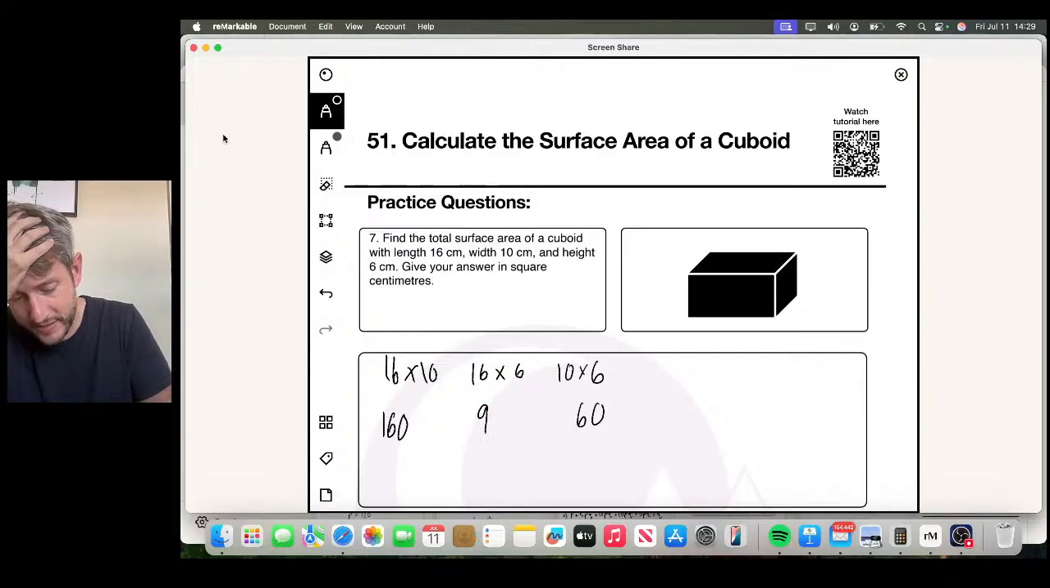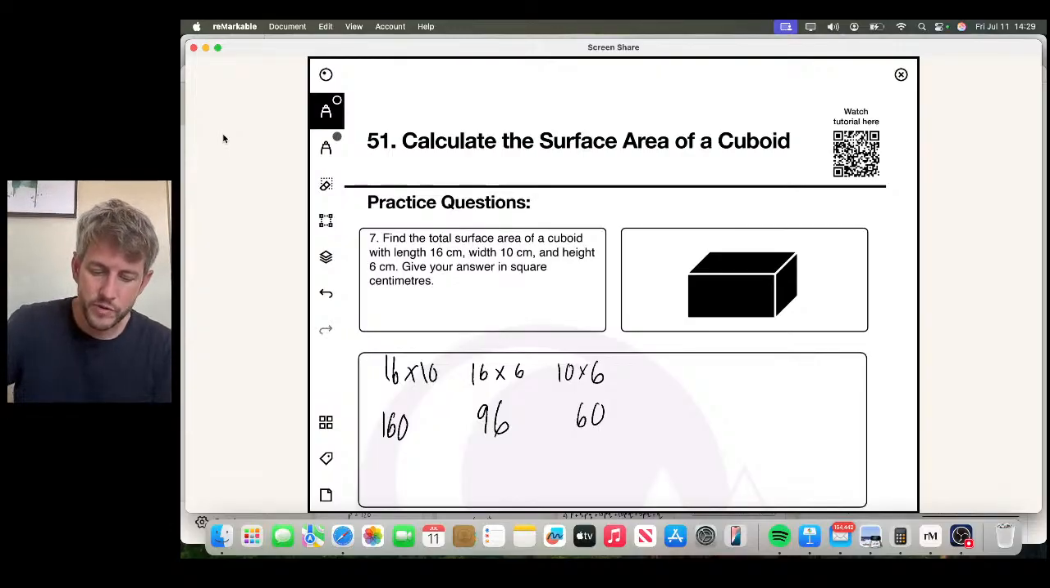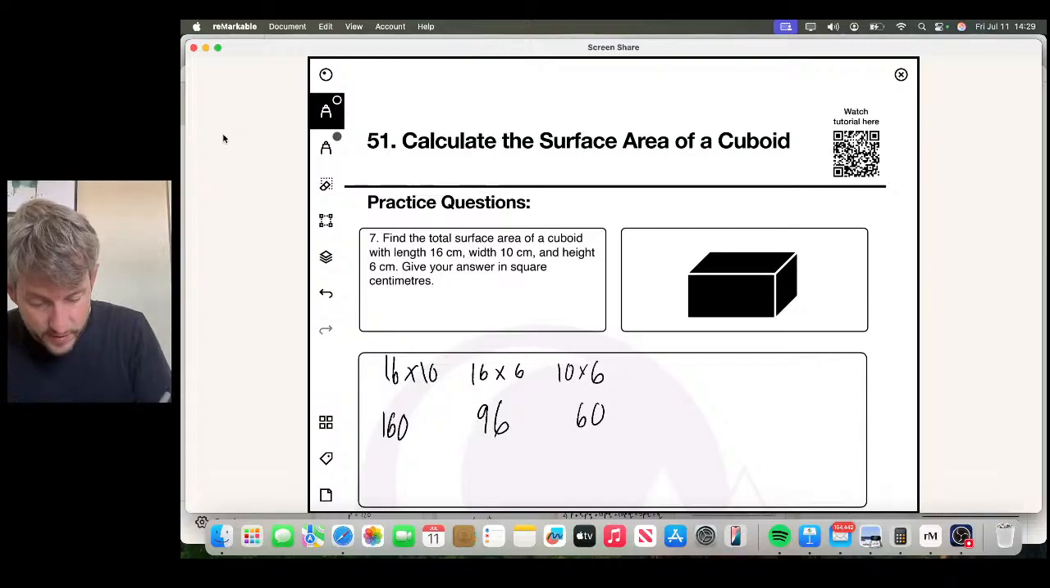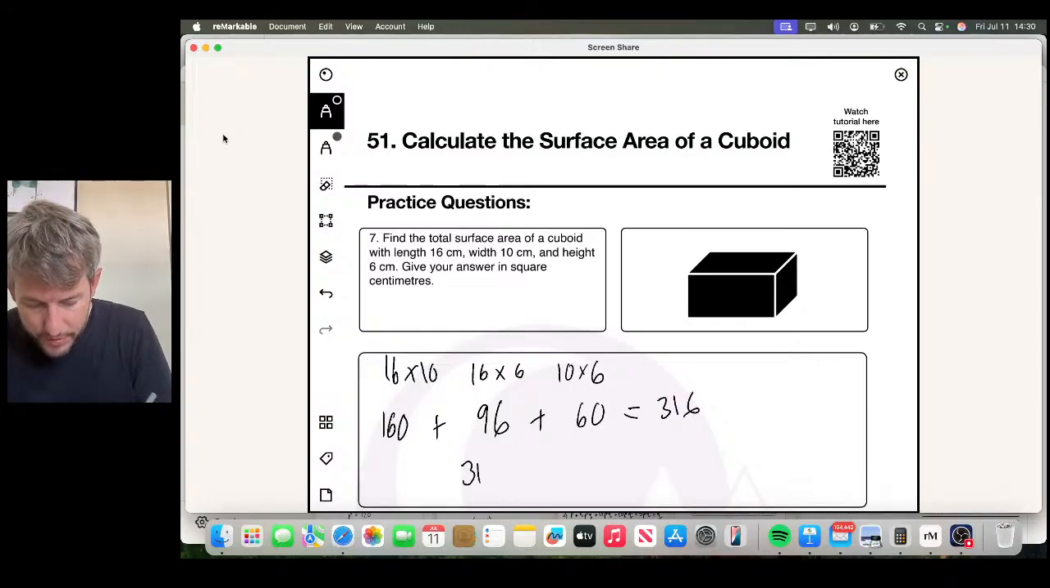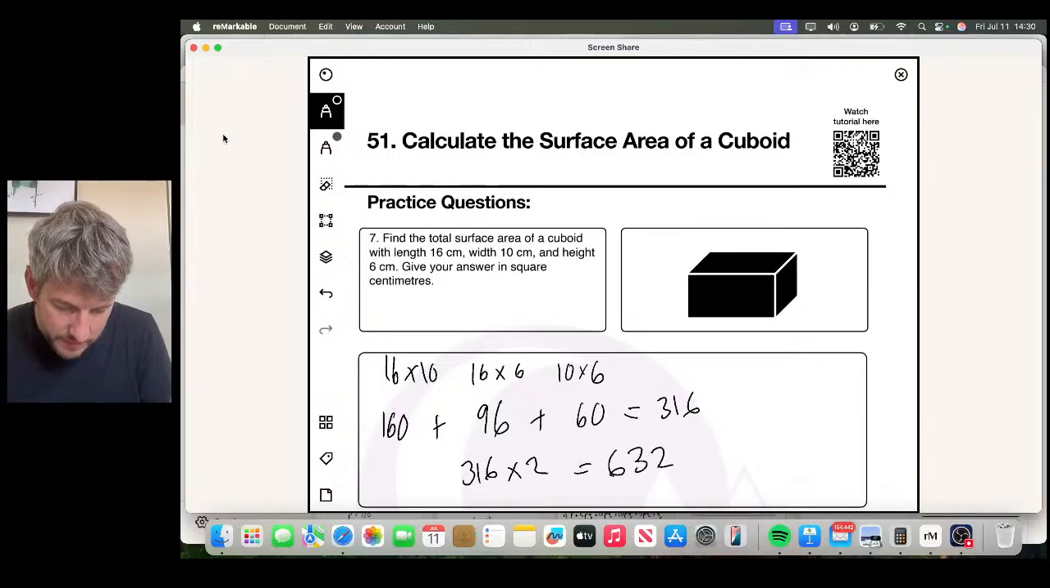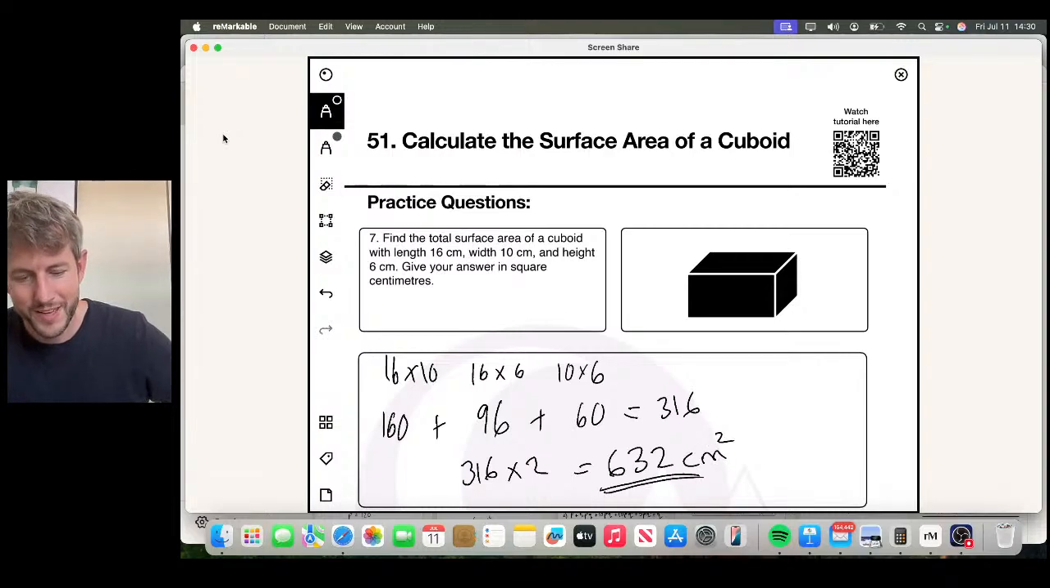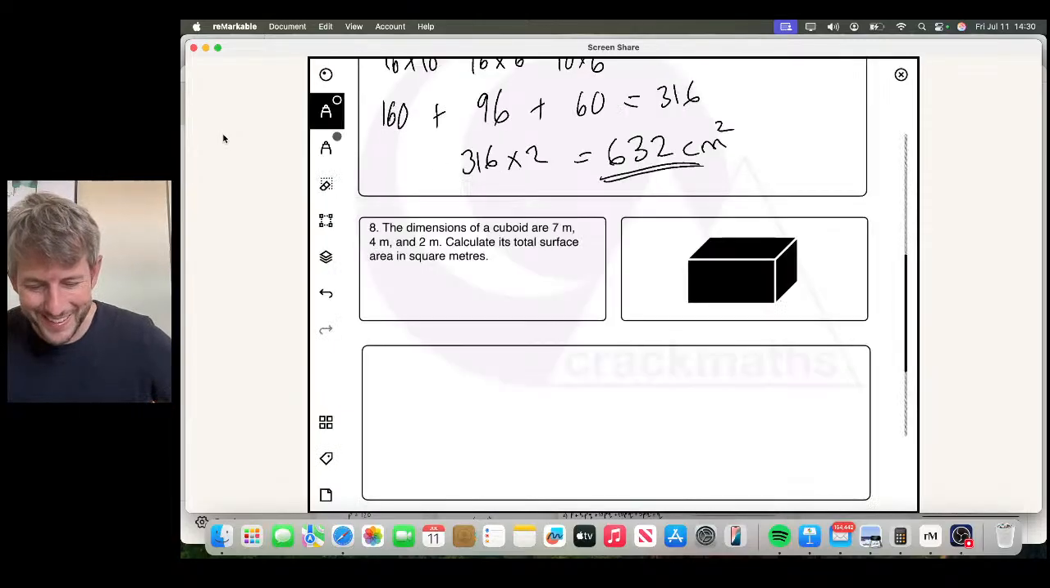That's 96. Okay, and then we can add these all together. So 220 for these two. 316. So they add to give 316. Okay, and then we can times that by 2. 316 times by 2 equals 632. Okay, and that's the answer, and it's centimetres squared. Okay, it's a bit of a test on my arithmetic here.